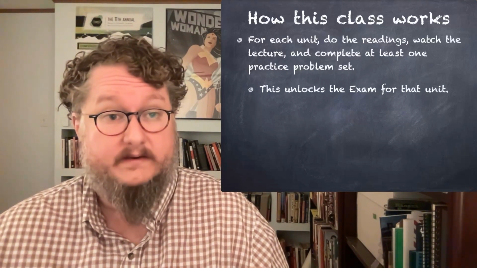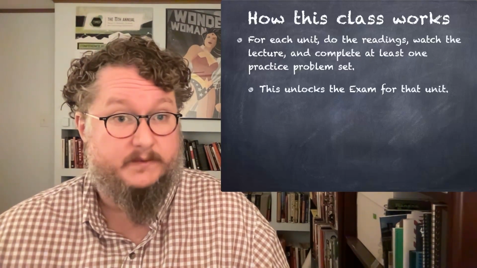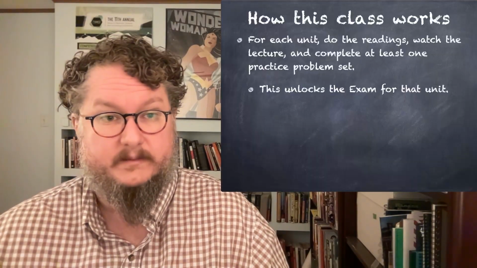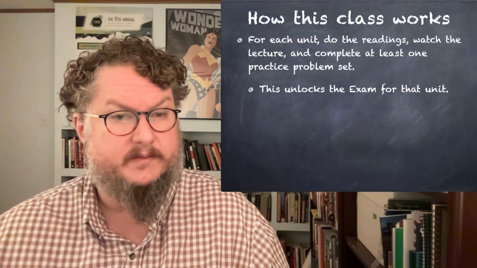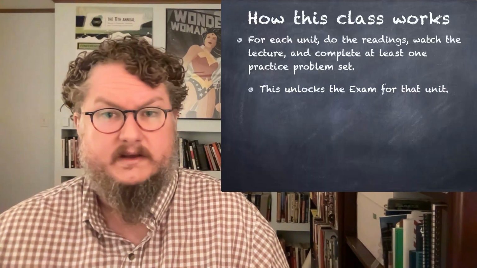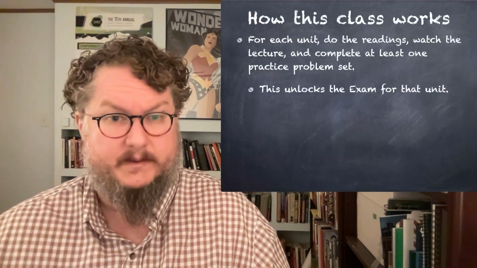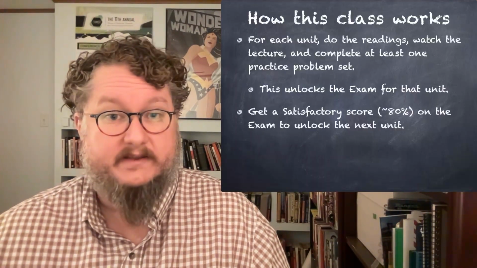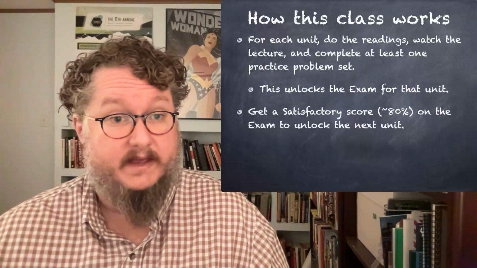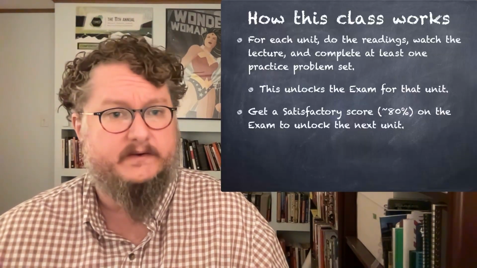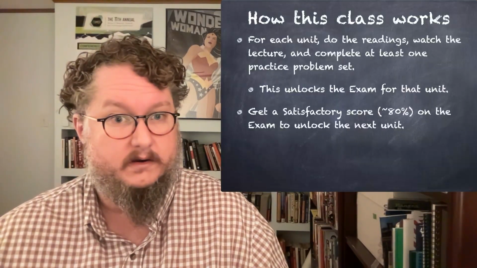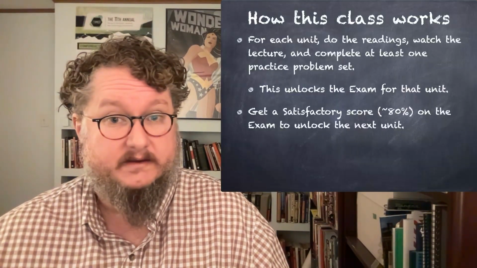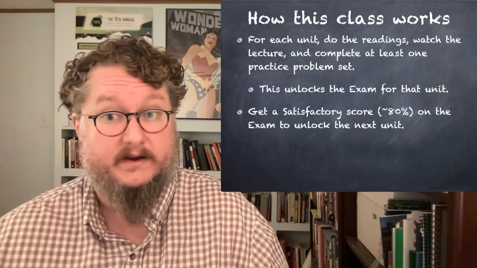In unit 1, there'll be reading from the textbook, there'll be another video lecture, and there'll be a set of practice problems. I think we've got 4 practice problem sets for the first unit. And then once you do that, you'll be able to take the exam. If you get a satisfactory score on the exam, and it differs per exam, but for most of them it's 80% or better, that will unlock the next unit, and then you can start on the next unit.